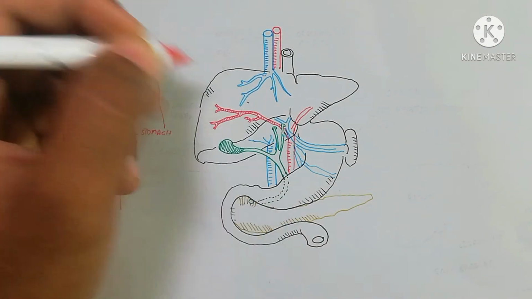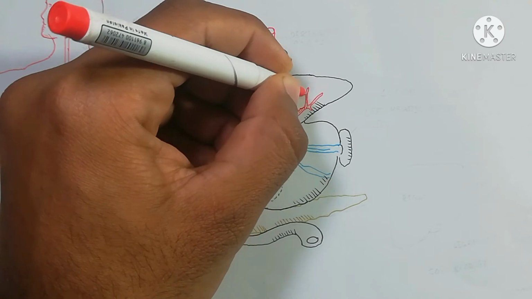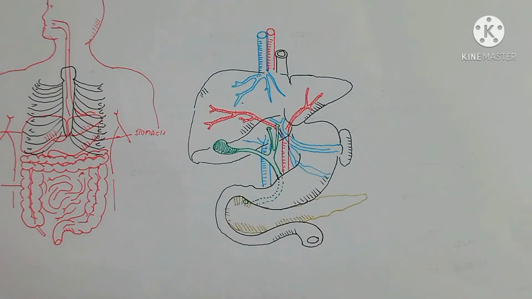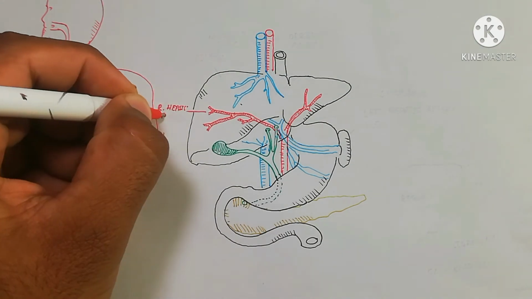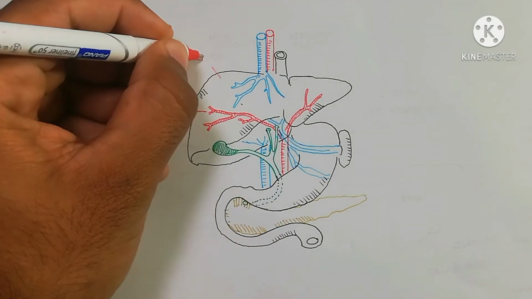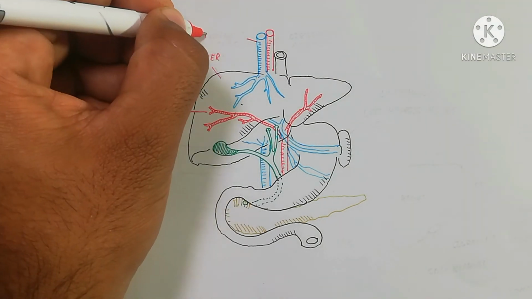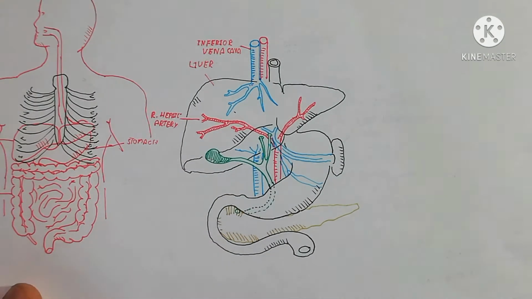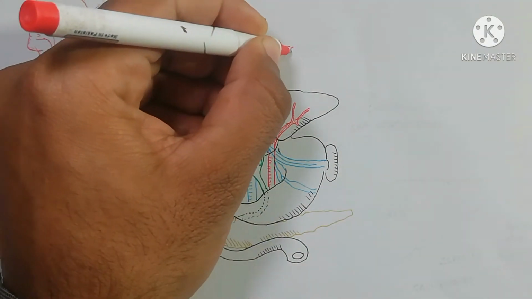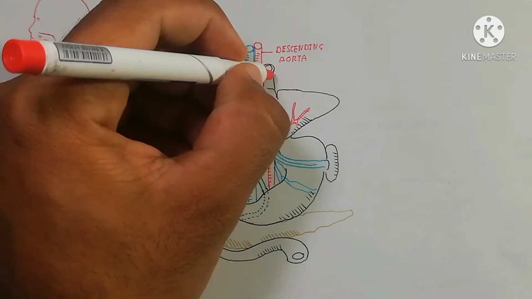And here are the right hepatic artery and left hepatic artery, which come from the descending aorta, and the inferior vena cava, which is also surrounded by the upper part of the vein. So the hepatic vein and hepatic artery are situated like that.